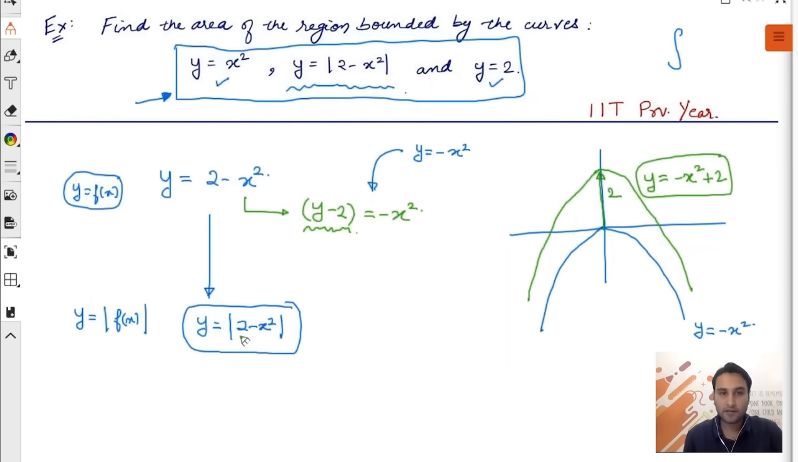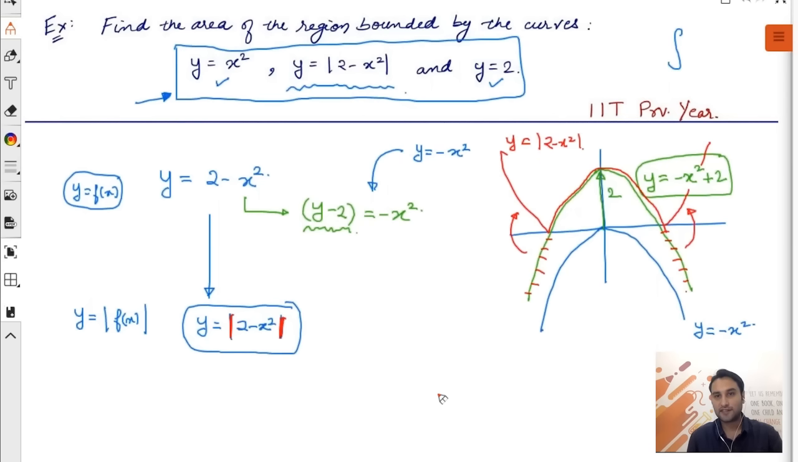Now, what will the modulus do? Wherever the graph was negative, the modulus will take the graph up. This is your required graph. This red graph is your required graph. That is it. So the red graph is y is equal to modulus of 2 minus x square. Did you understand? Do you want me to repeat?